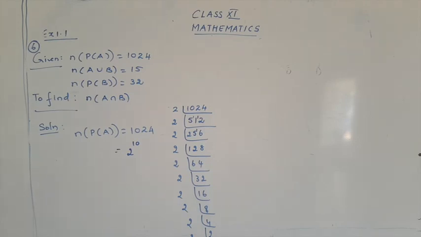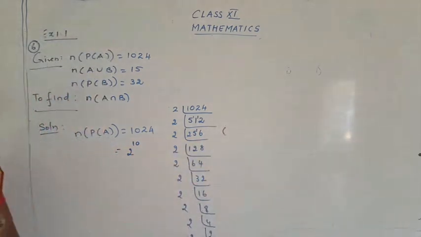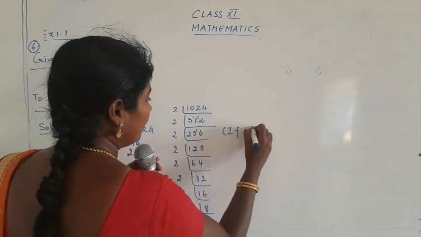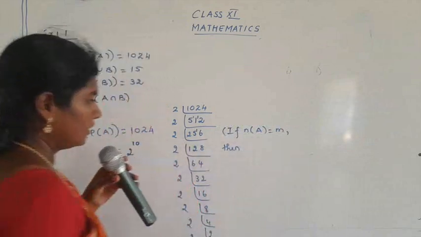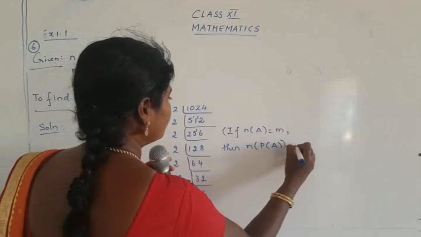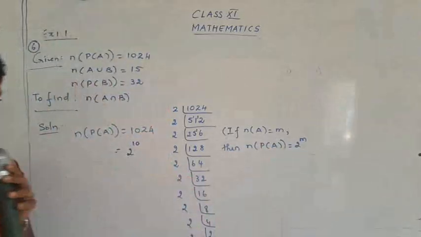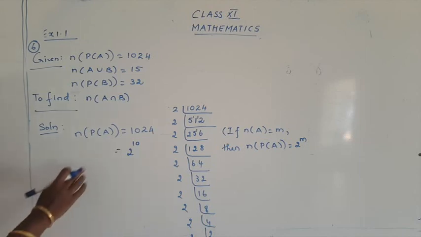Now we have a formula over here, so you have to write the reason in a bracket. If n of A is equal to m, then n of P of A is equal to 2 raised to m. So this is a formula. What's the formula? If n of A is equal to m, then n of P of A is equal to 2 raised to m.